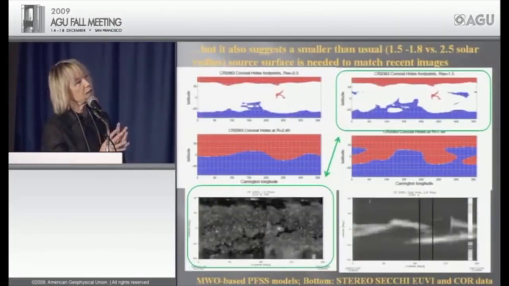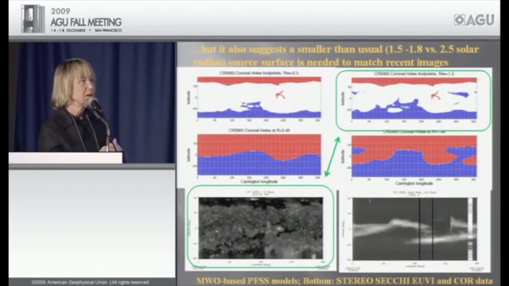Another thing we found was that we had to move the source surface of this potential field source surface model closer to the sun. In the past, it was just presumed to be fixed at 2.5 solar radii, and one would be able to get a good picture of the pattern of dark and light in these extreme ultraviolet pictures that show the footprints of the open field regions.